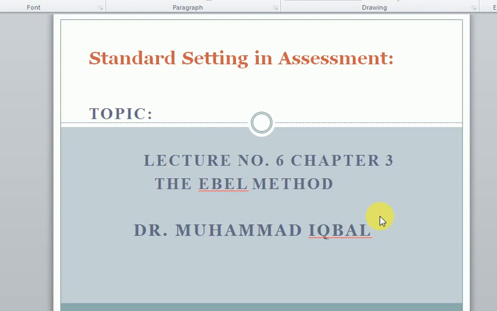Now I will discuss with you the method named the Ebel method. This is also a method based on absolute standards or cut scores.